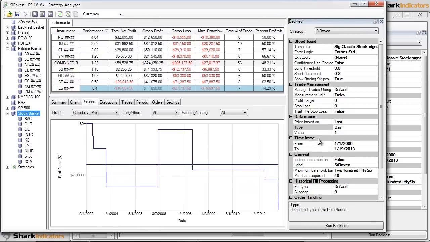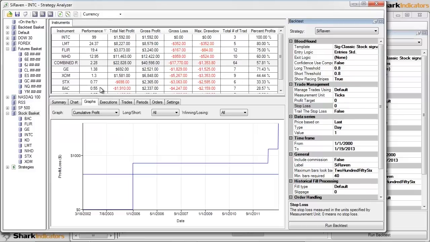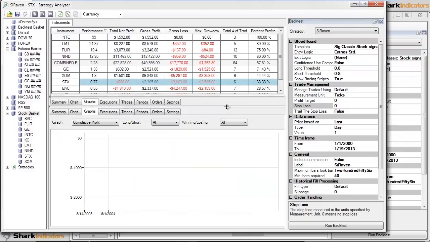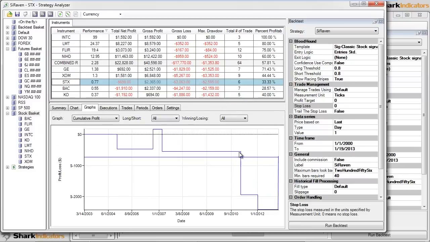So now let's run this again without a stop loss, so we have a basis to start with. All right, Intel up on top. So let's see if we can improve these.